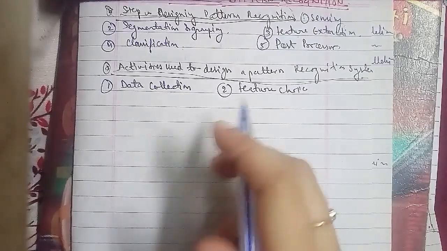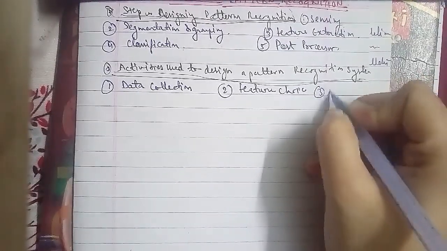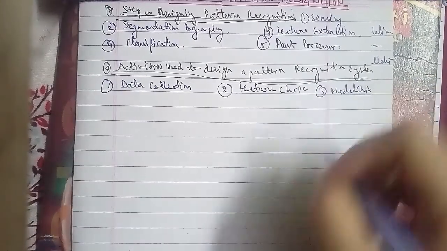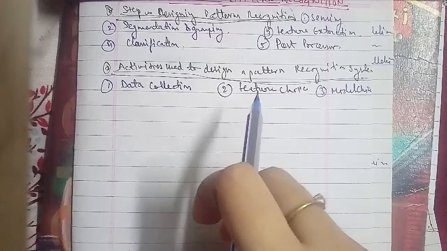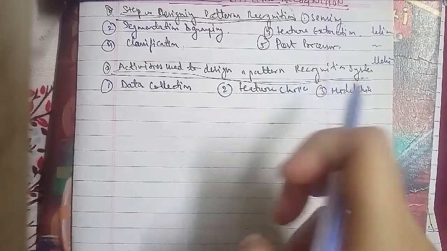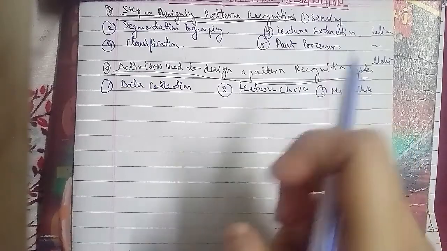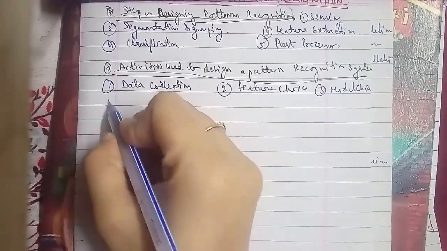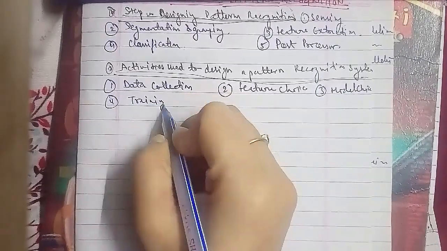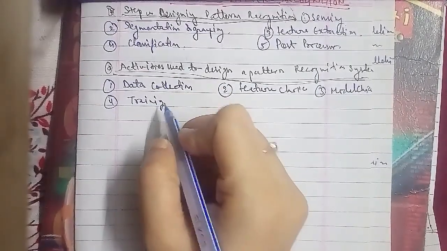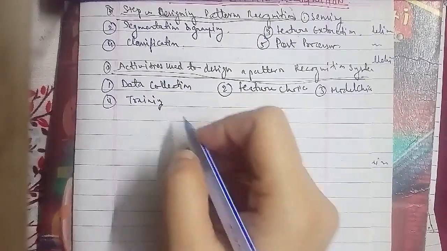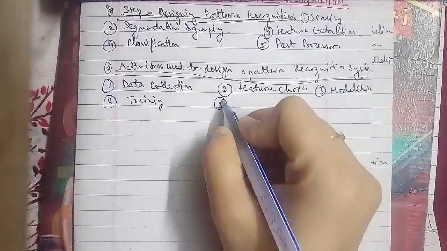The third we have is model choice. In model choice, the characteristics of the data affect the choice of models for the different categories. Another we have is training. In training, the process of using the data to determine the classifier is referred to as training the classifier. The fifth we have is evaluation.